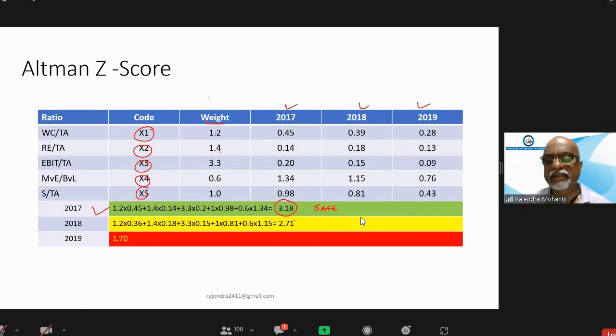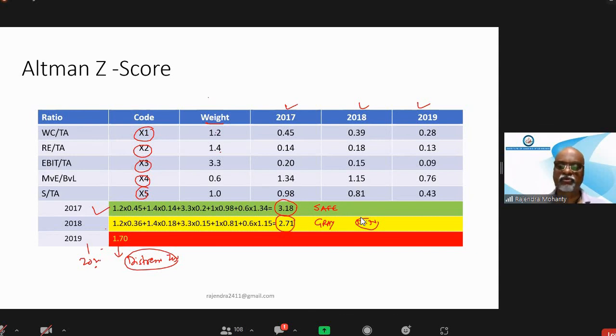For 2018, the result arrived at is 2.71. So this falls under the gray zone, or 50-50. And the third one is 1.70, which falls under the distress zone. So within 1 year, say within 2022, this company may go into bankruptcy.